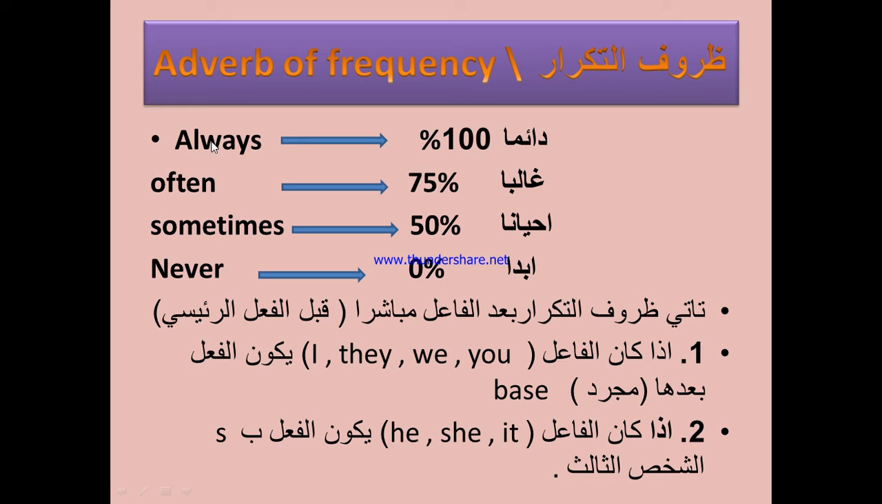ظروف التكرار: always دائما، often غالبا، sometimes أحيانا، never أبدا. Okay. تأتي ظروف التكرار بعد الفاعل مباشرة، before the main verb، يعني قبل الفعل الرئيسي. هناك حالتين لظروف التكرار. إذا كان الفاعل I, they, we, you يكون الفعل بعدها مجرد، يعني base خالي من أي إضافة. إذا كان الفاعل he, she, it يكون الفعل بأس الشخص الثالث.